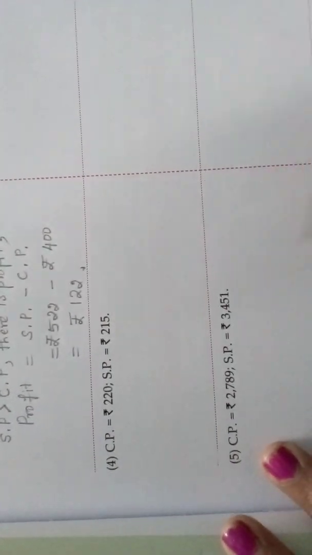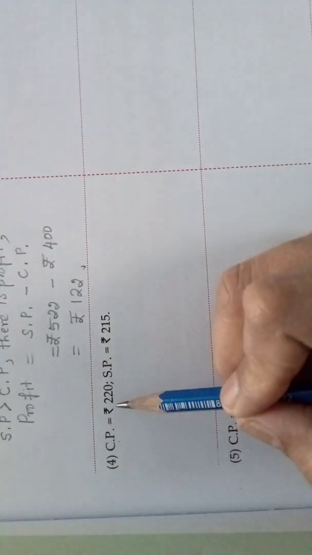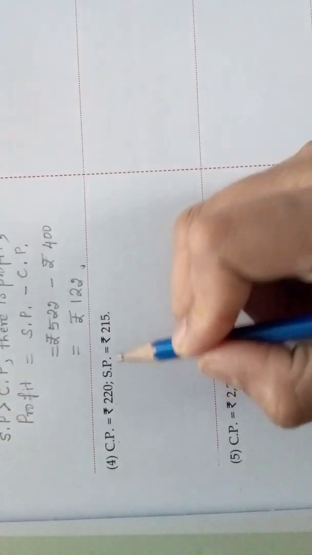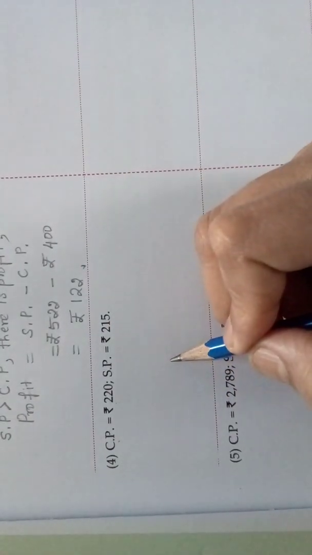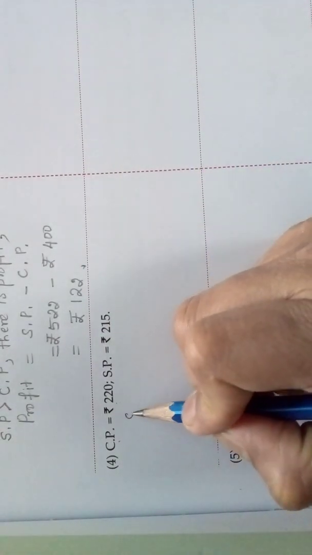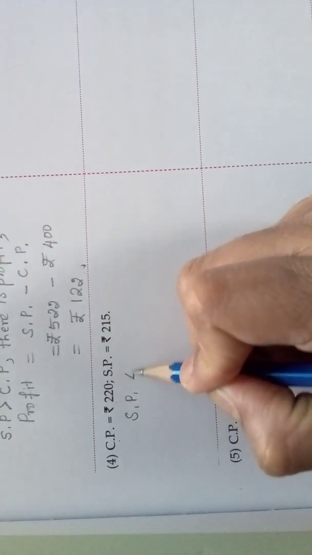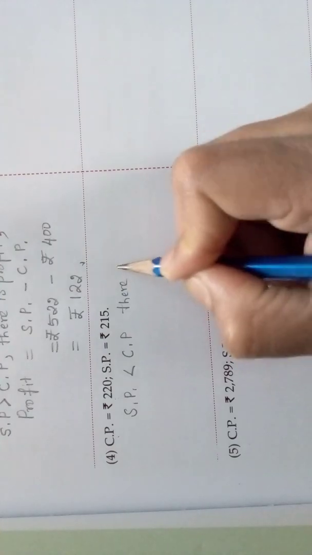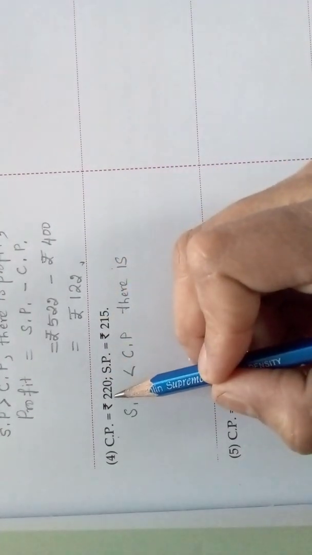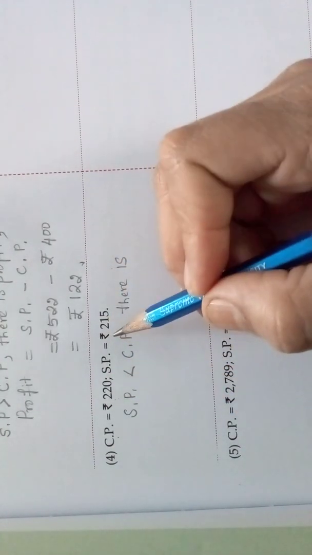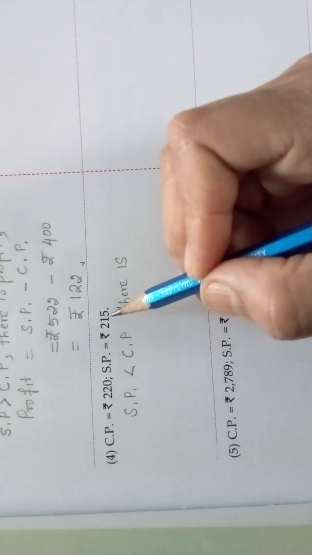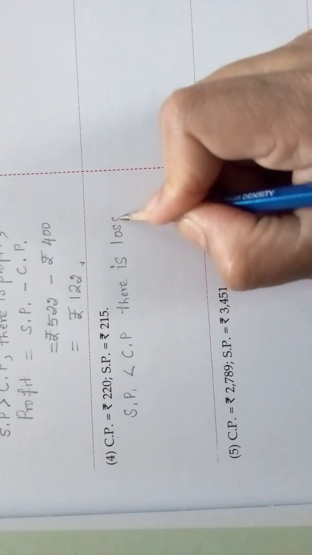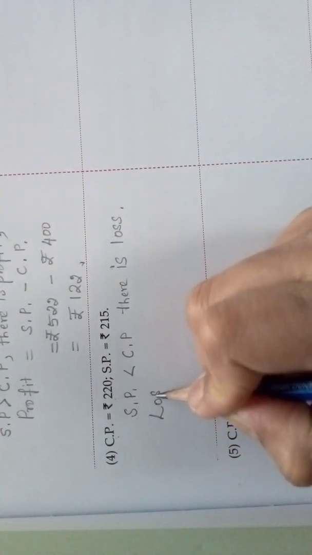Look here. Fourth sum. Cost price is 220 rupees. Selling price is 215 rupees. So, selling price is less than cost price. So, there is a loss. See, the shopkeeper bought the item for 220 rupees, but he sold it for 215 rupees. So, it is a loss, no? There is loss. So, now we should find the loss.